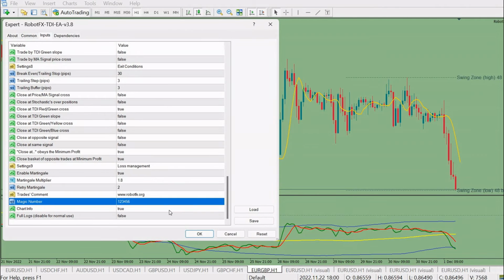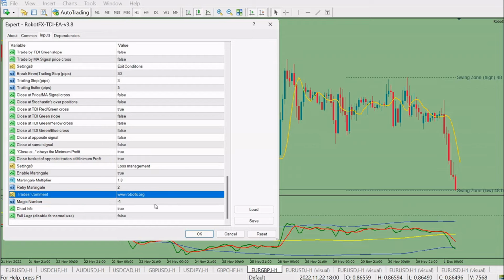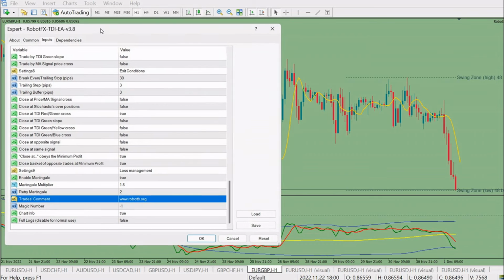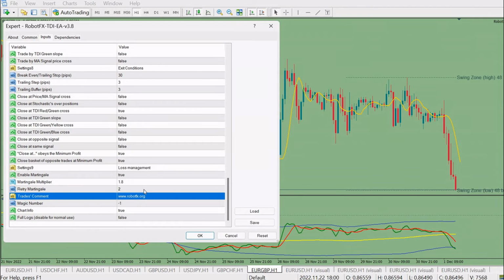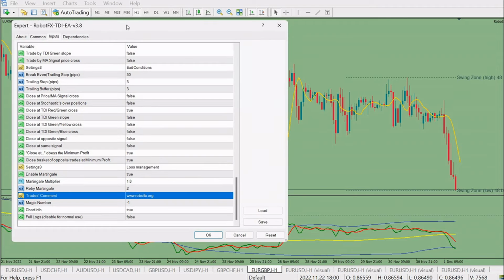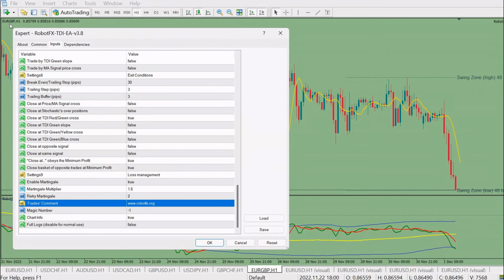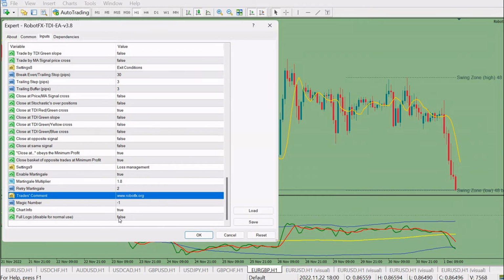That being said, you can also use the magic number if you maybe want another expert advisor to monitor trades opened by the TDI, such as, I don't know, a trailing stop. I'm just giving you ideas. If you set it to -1, then the expert advisor will not place a magic number on the trade, as if it were opened manually, which again doesn't affect the expert advisor functionality if you attach it to only one single chart of this type.